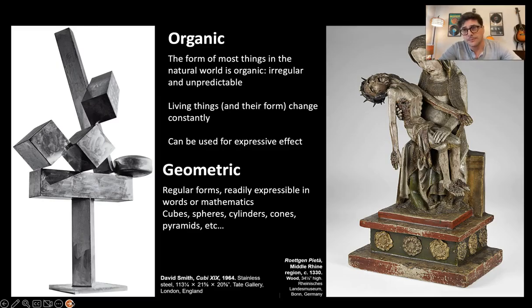So we do have two types of shapes and forms that we can look at. We have organic and geometric, or organic and non-organic, or geometric and non-geometric, but essentially these are the things. Organic forms, these are the irregular and the unpredictable, right? Things that are living are organic, like to the left. Of course, geometric then are your regular forms, readily expressible in words or mathematics, right? Cubes, spheres, cylinders, cones, pyramids, and so on and so forth. To the left, David Smith's sculpture, very much geometric forms.